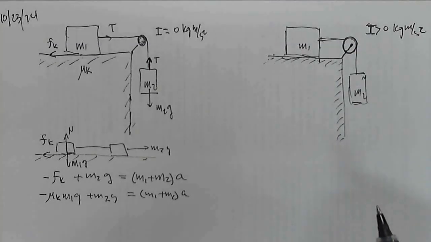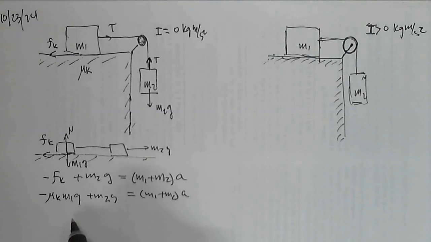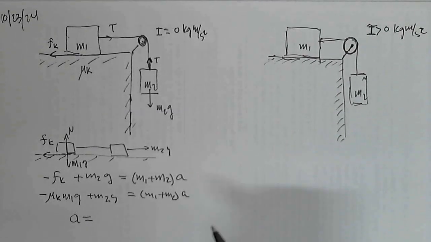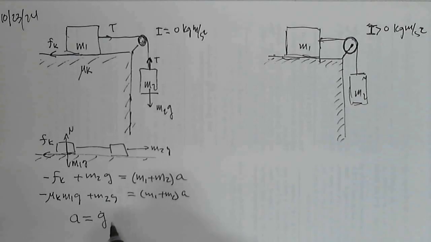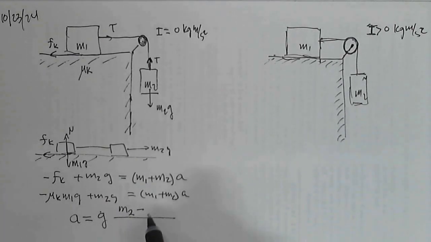And the acceleration of the object is G, common factor, M2 minus mu K M1, divided by the sum of the masses.